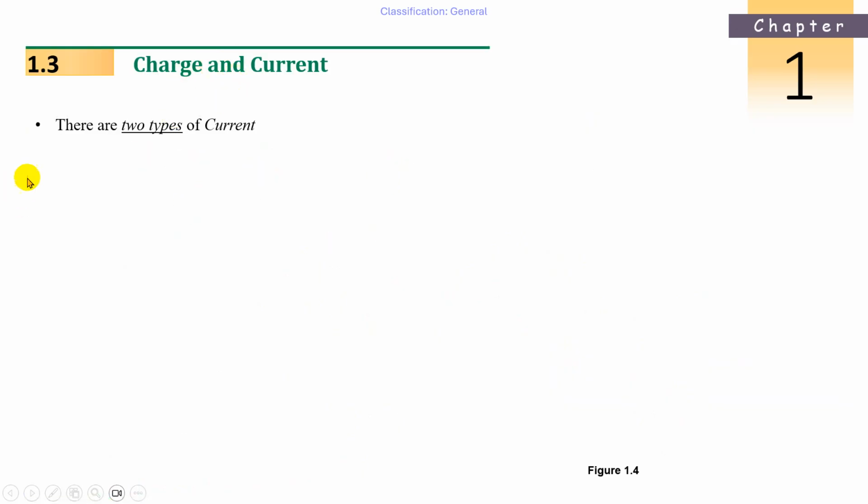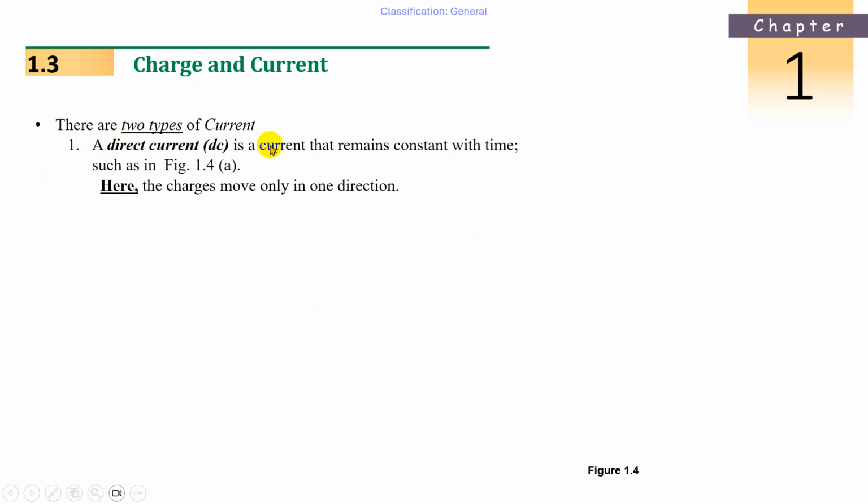Now, coming to charge and current, there are two types of current. Now we know what a current is. It is the time rate of change of charge, right? So what are the different types of current? One is called direct current. Direct current, DC, is a current that remains constant with time. Means electrons are moving, but in a particular time, that many electrons only move. It will not change. If X electrons are moving in 1 second, then for 30 seconds the same electrons will move.